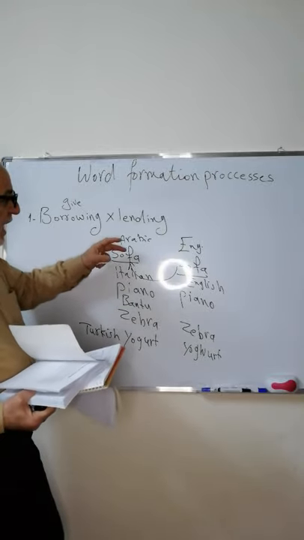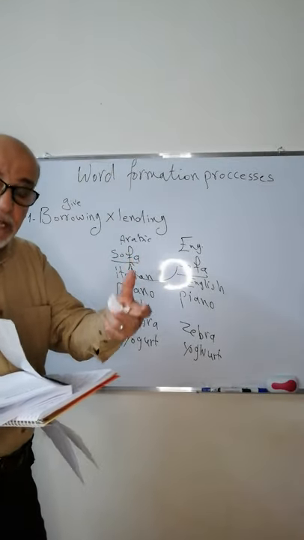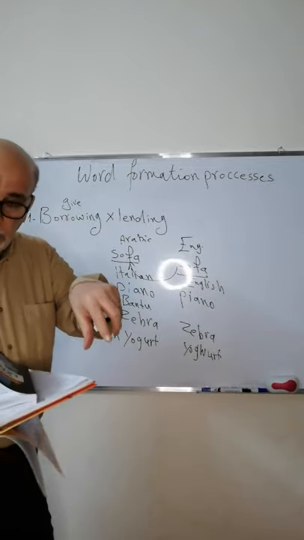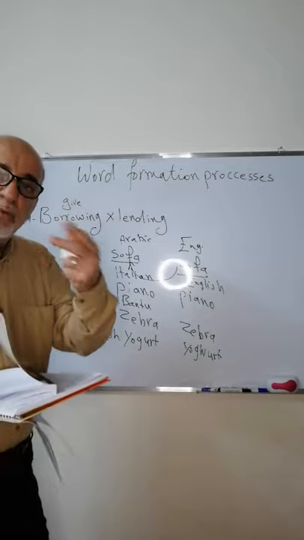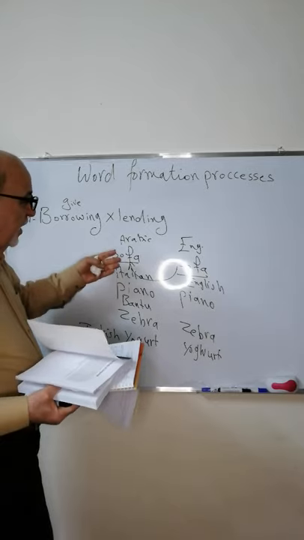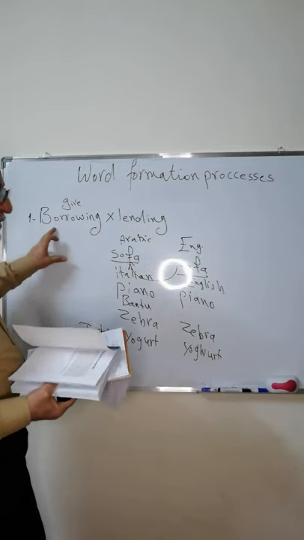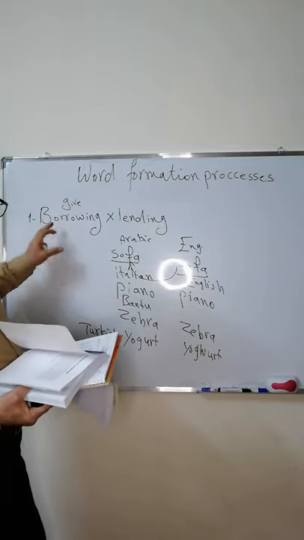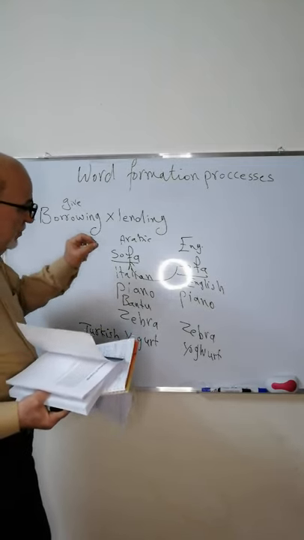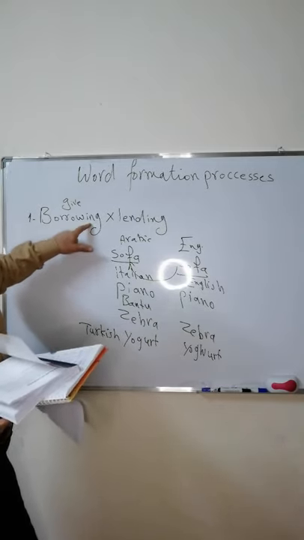So see how English has increased its vocabulary. It has added new words to the words that it has. How did English create, add these new words, neologisms? You remember? Neologism, new word. How did English do this? English did this by the process called borrowing.